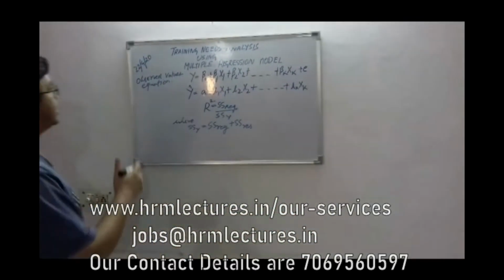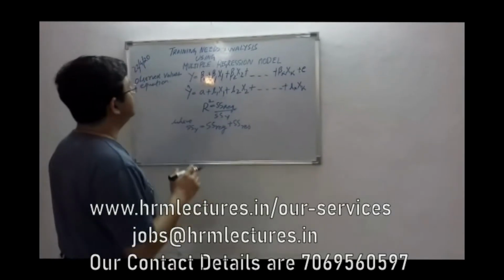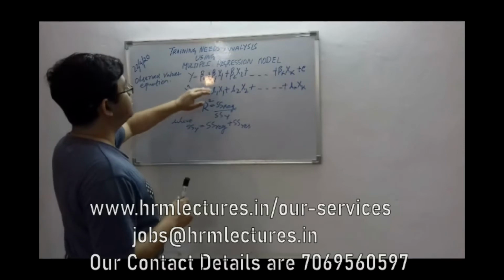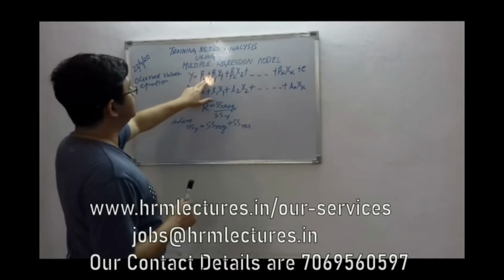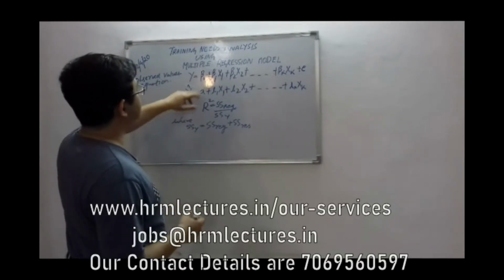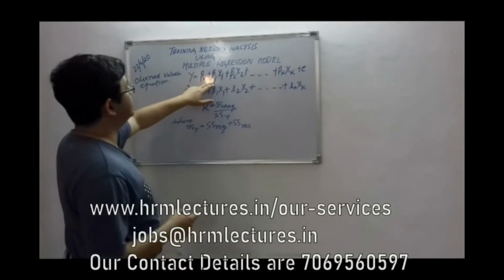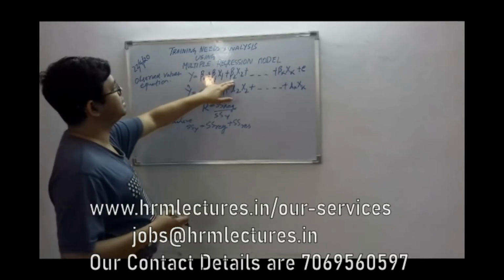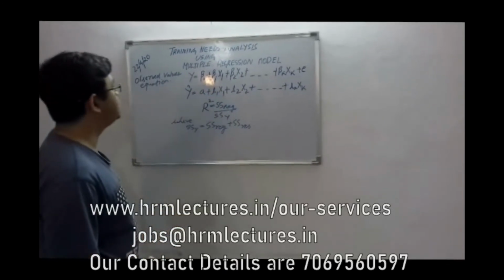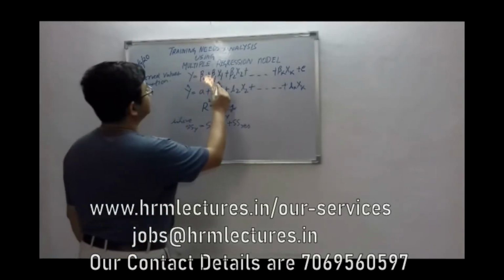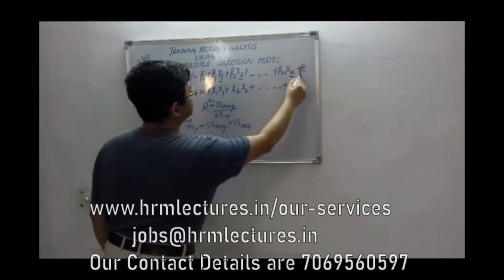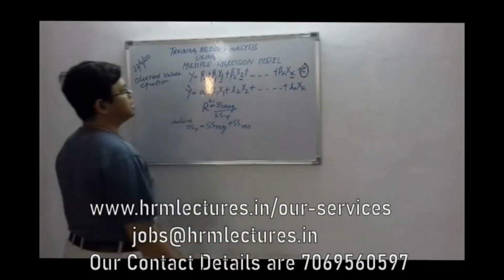So I am just coming back to this thing, as I told you that this is the multiple regression model which is based on the observed values. This is the intercept on the y-axis, and these are the partial beta 1, beta 2. These are the partial regression coefficients. Each one of them are the independent variables here, and this is the error or residual error.